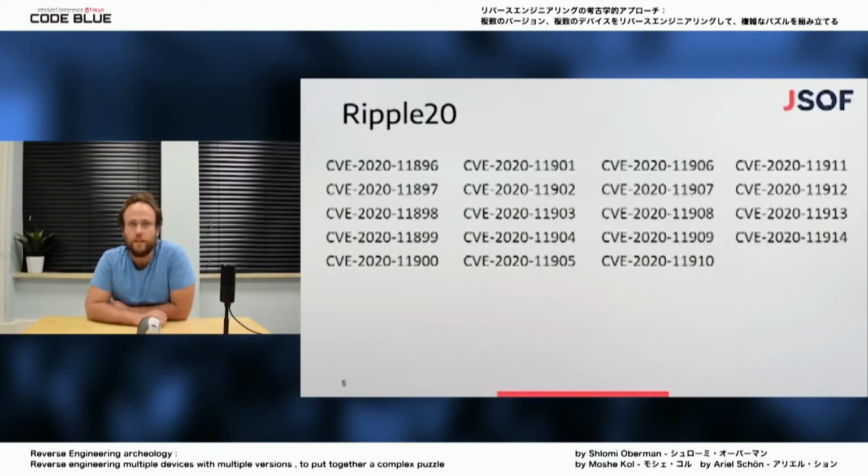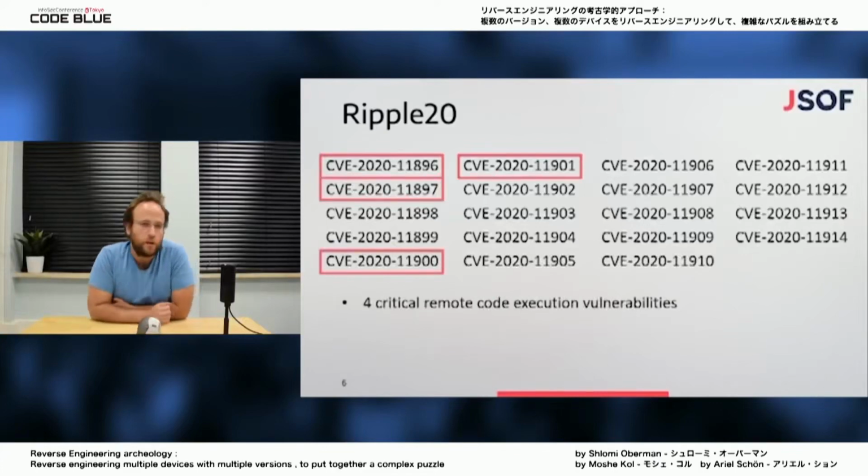These are the 19 CVEs of Ripple 20. Out of these, 4 are critical remote code execution vulnerabilities, while the other ones have ranging effects such as information leak, denial of service, or other effects. For some devices, of course, denial of service can be quite bad. For other devices, maybe not so much of an issue. So ranging effects, and ranging effects per device.